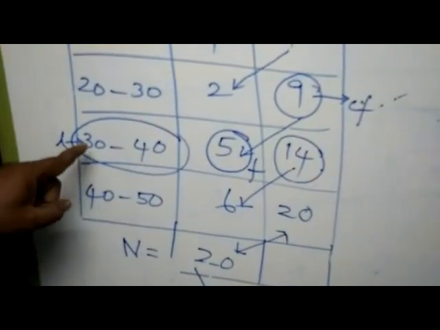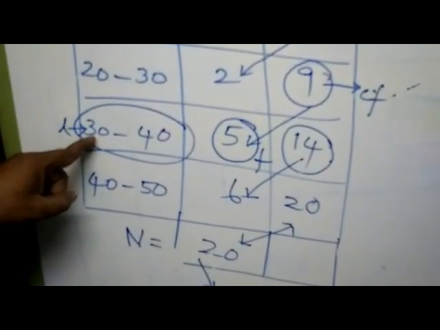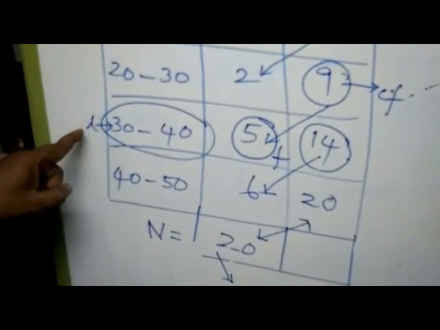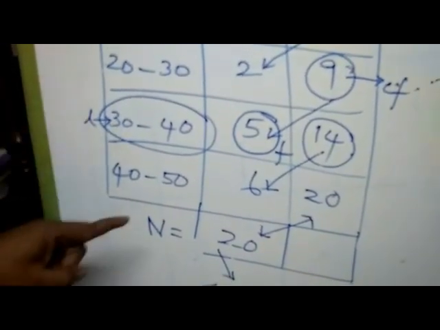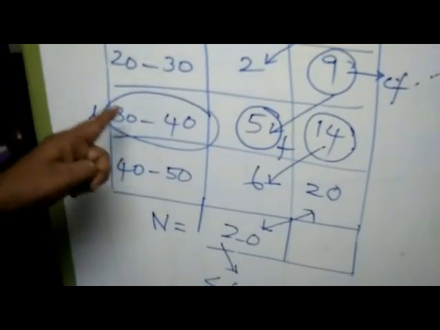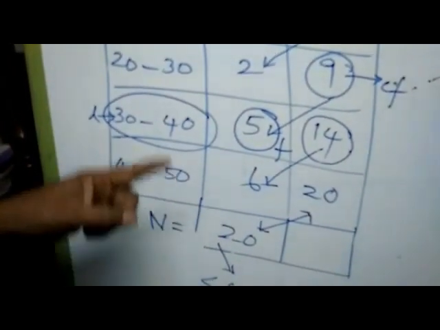In this, L is equal to the lower limit of the median class. Find H. H is equal to the size of the median class. 30 to 40 is nothing but 10. We know very well, 40 minus 30 is equal to 10.